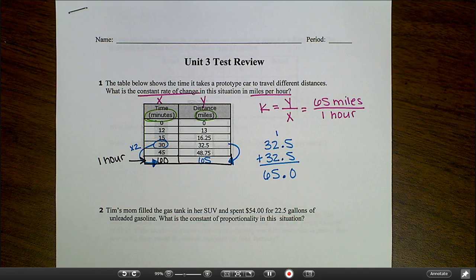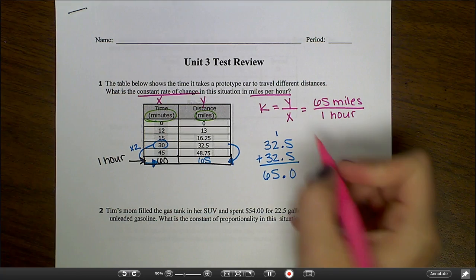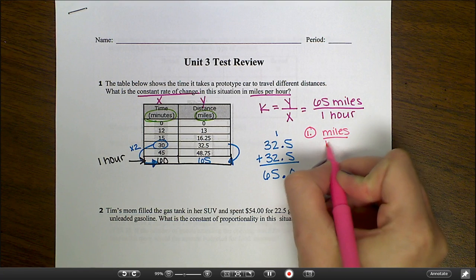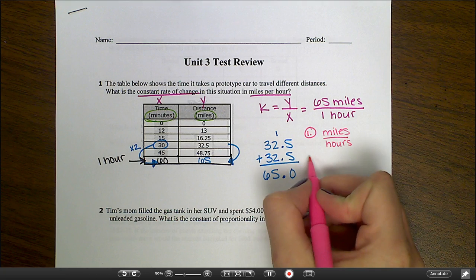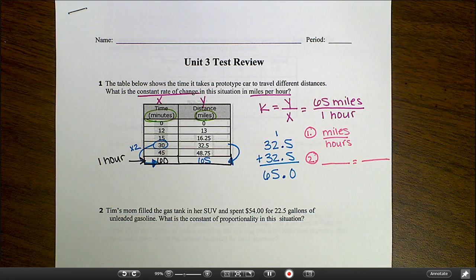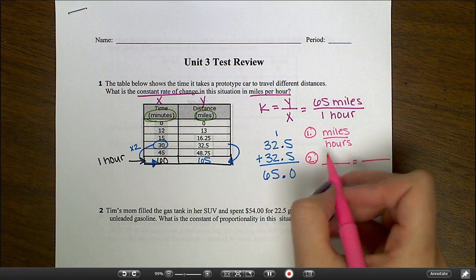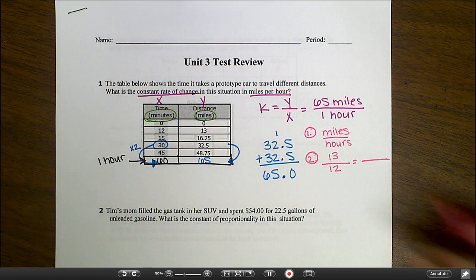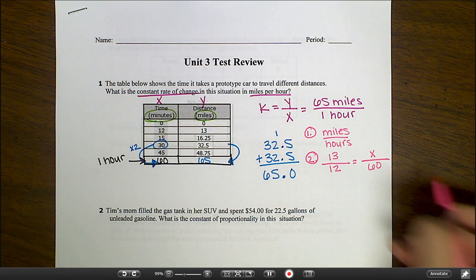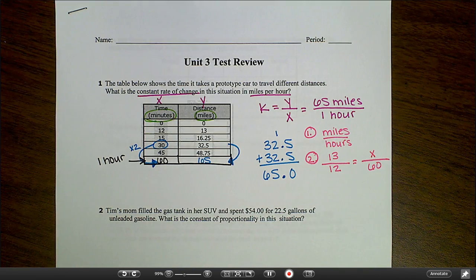There's another way that we could do this too. We could actually set up a proportion. We could say, okay, let's name our ratio. That's our first step. I'm going to do miles over hours. And then let's set up our proportion. So we start with line equals line. And I can use any one of these that I want to. Let's say I'm just going to use 13 miles and 12 minutes. And I want to know how many miles in 60 minutes. And then I could just cross multiply.